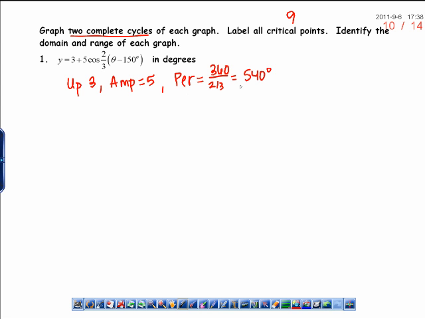And to find how far apart my critical points should be, I'm going to divide 540 by 4. So my critical points are going to be 540 divided by 4, which is 135 degrees apart. And then the last thing is minus 150, and that is to the right 150 degrees. Okay, so let's go ahead and draw.